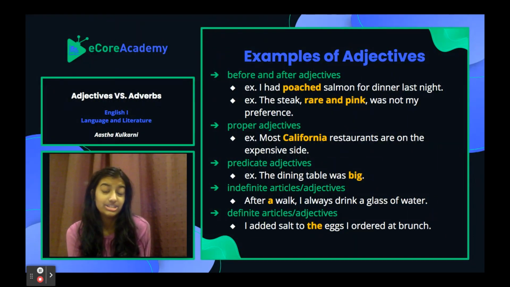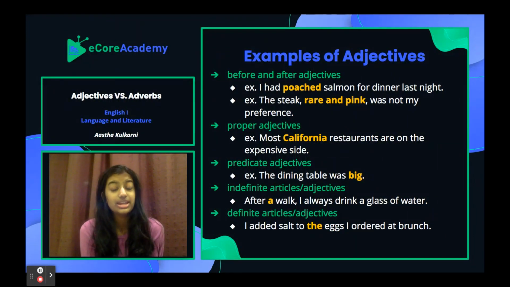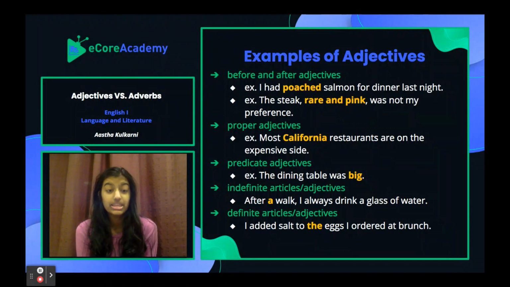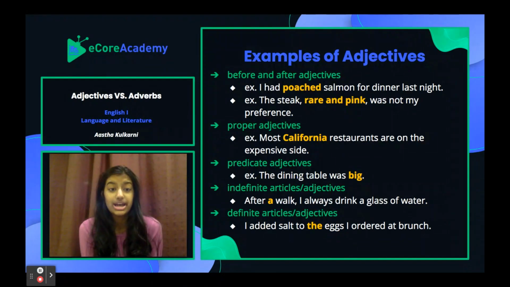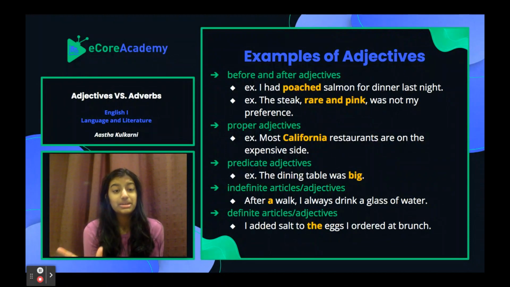Next, we have predicate adjectives. It's very simple. The dining table was big. It's in the predicate. Next, we have indefinite articles / adjectives. This one is a little bit tricky to get the grasp of because many people wouldn't think that it classifies as an adjective. But let's just look at the example. After a walk, I always drink a glass of water.